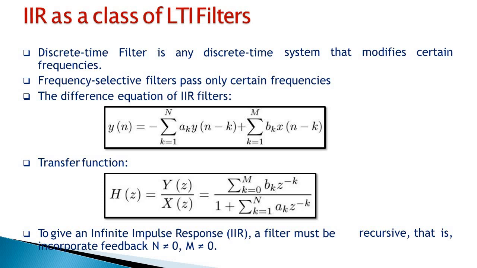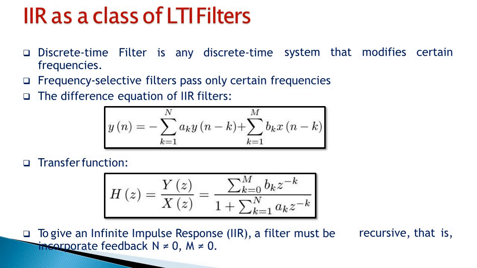Frequency selective filters pass only certain frequencies. The difference equation of IIR filters is given as y of n equals minus summation of ak y of n minus k, k is 1 to n, plus summation of bk x of n minus k, k equal to 1 to m. Here x is the input, and y of n minus k is related to the output terms.